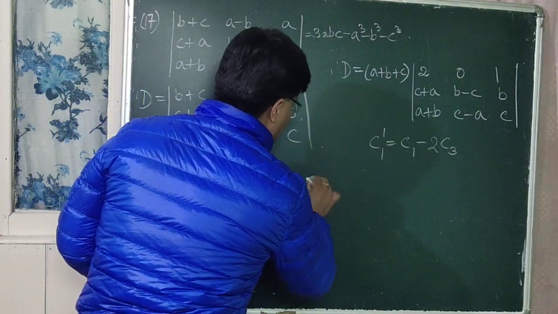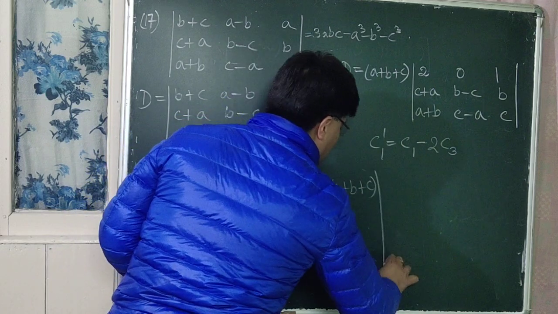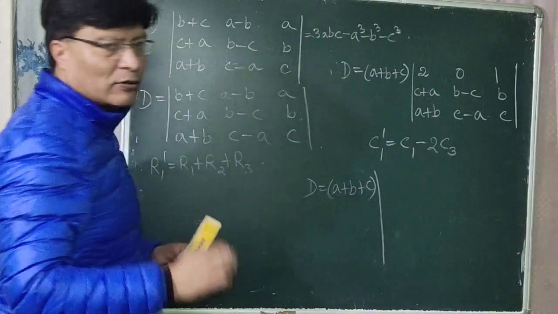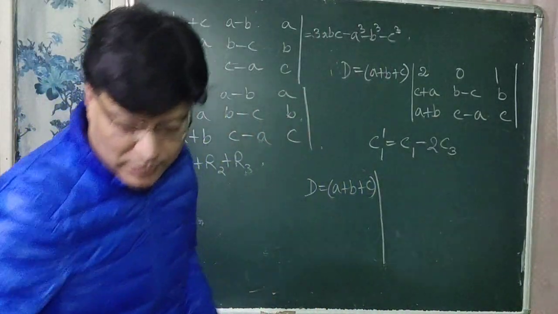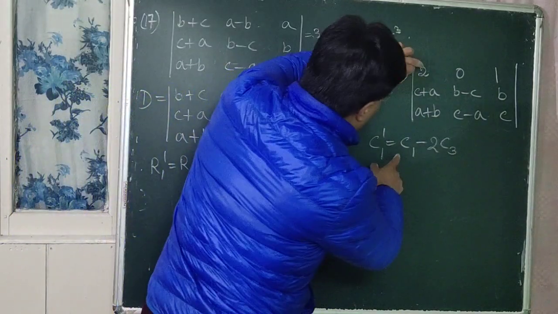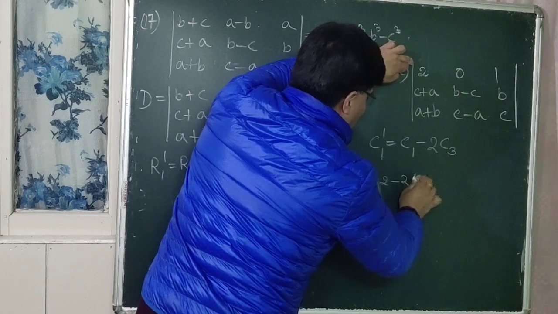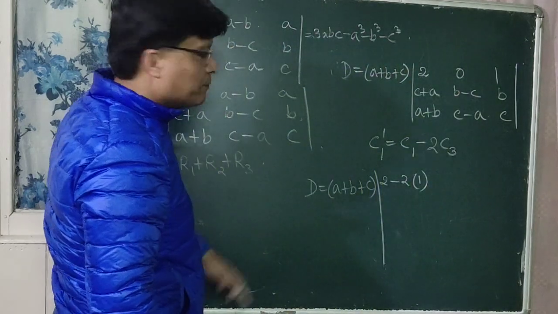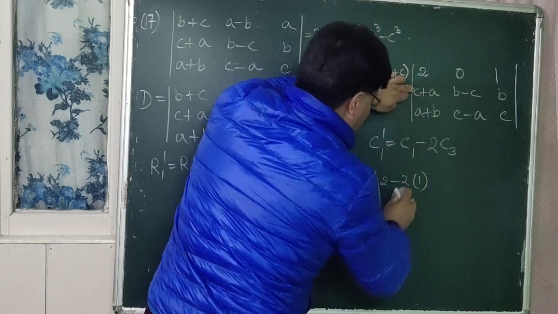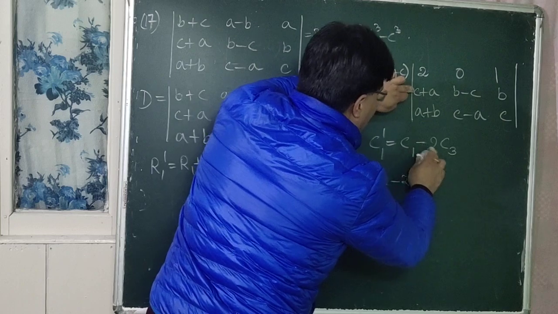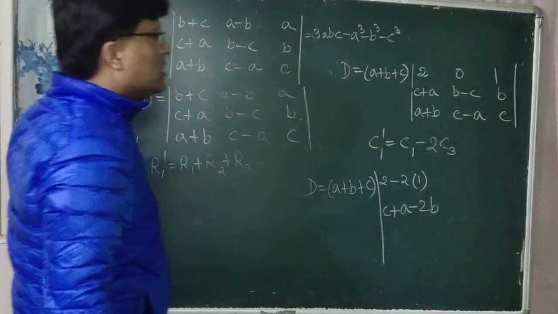Now D is equal to A plus B plus C. So you know that column 1 is changing, right? So how do we do it? Look at the blackboard. C1 is 2, 2 minus 2 into C3, which is 1. Write 1 here, right? Next again, this column 1 is changing: C plus A minus 2 into C3, which is now B, so C plus A minus 2B.